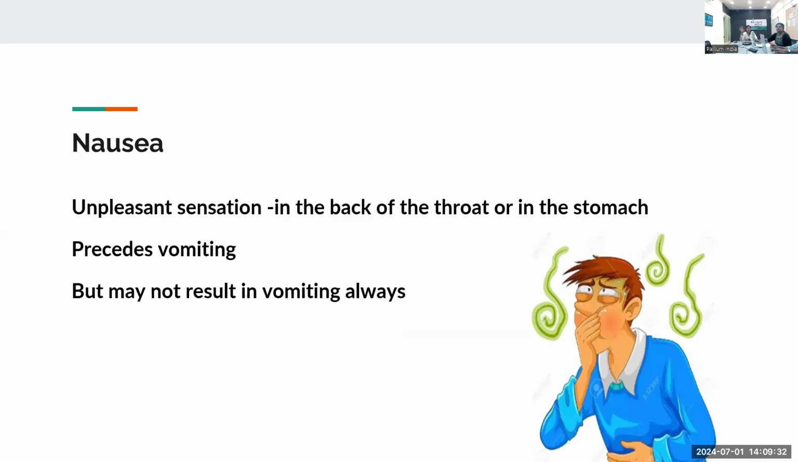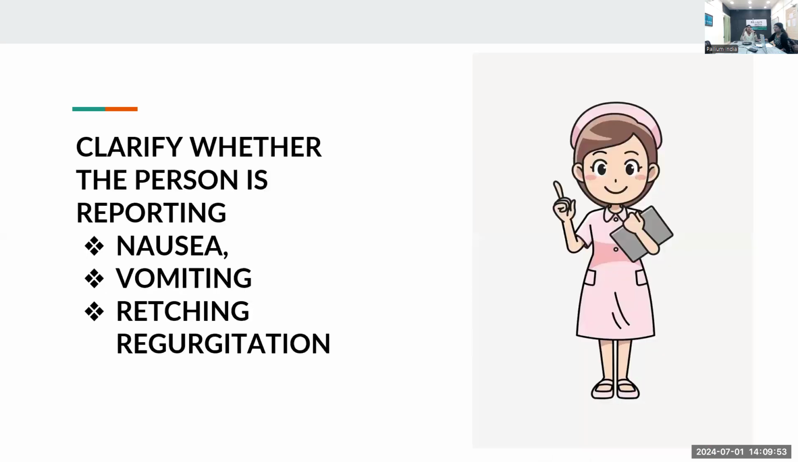I've already explained, nausea is an unpleasant sensation. The patient will tell you, "Yes doctor, there is something in my throat." That can be nausea, or there will be a discomfort in the abdomen. That may not always result in vomiting. So you should always keep in mind that patients sometimes will tell you only that they have nausea, or nausea and vomiting. Next slide. So you have to properly document and clarify what the patient is exactly having.